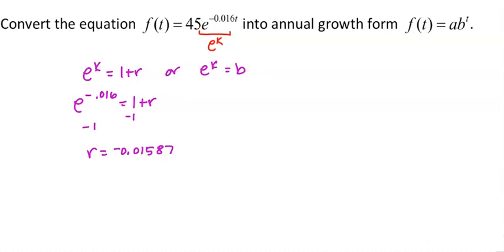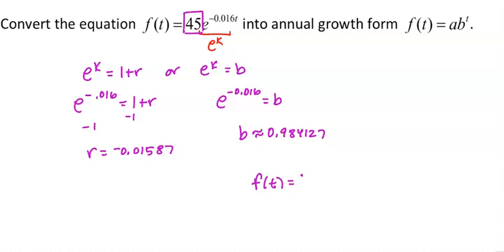Or if we just wanted to see this in terms of b, we could say e to the negative 0.016 is equal to b. Putting that into our calculator, b is approximately equal to 0.984127. So our equivalent equation in annual growth form is that f of t would be equal to a. A hasn't changed, so a is still equal to 45. That represents our initial amount, times b, our 0.984127 to the power of t.